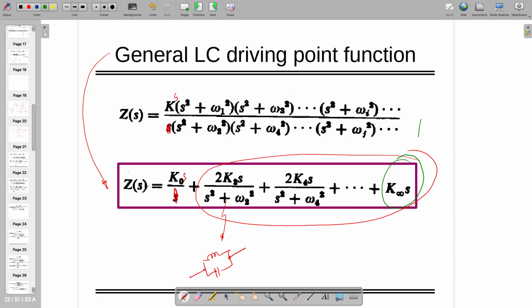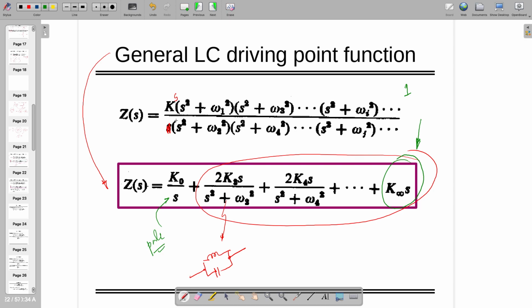So what this element says: if you have a pole at origin here, and as we have agreed, the difference between numerator and denominator degree will be 1.